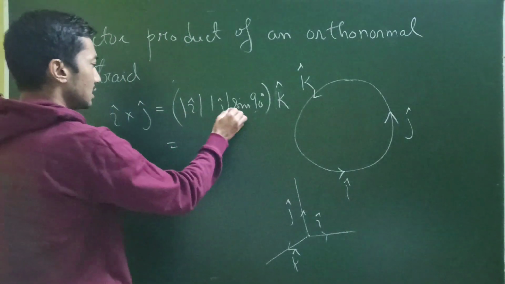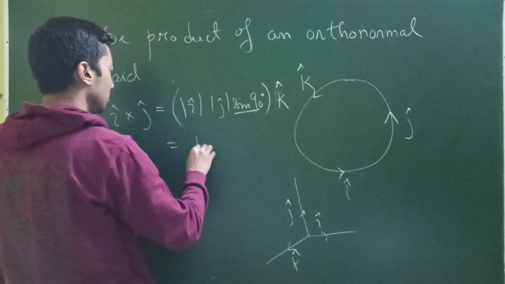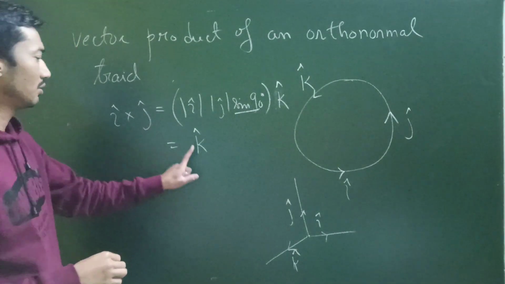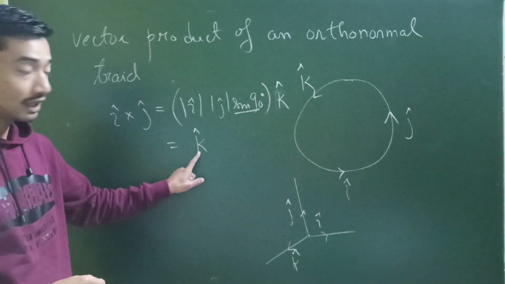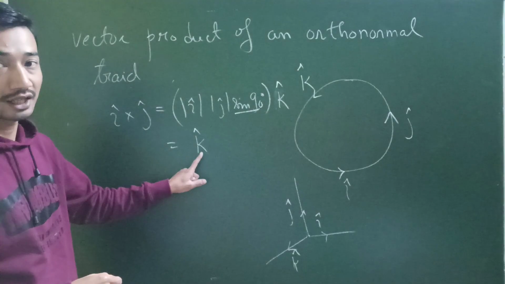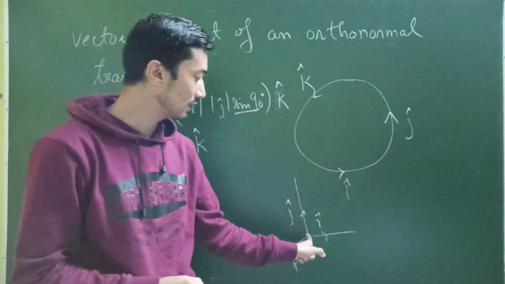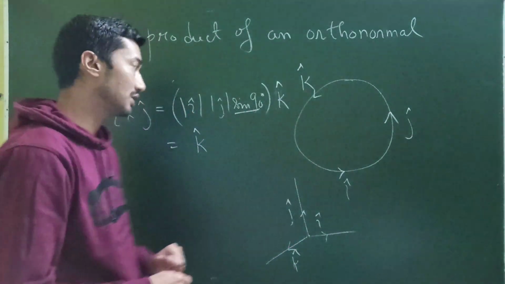So this is 1, this is 1. What is this? This is also 1. That means I cross j will give me k. I cross j will give me k cap, where k cap represents the unit vector which is perpendicular to both I as well as j.